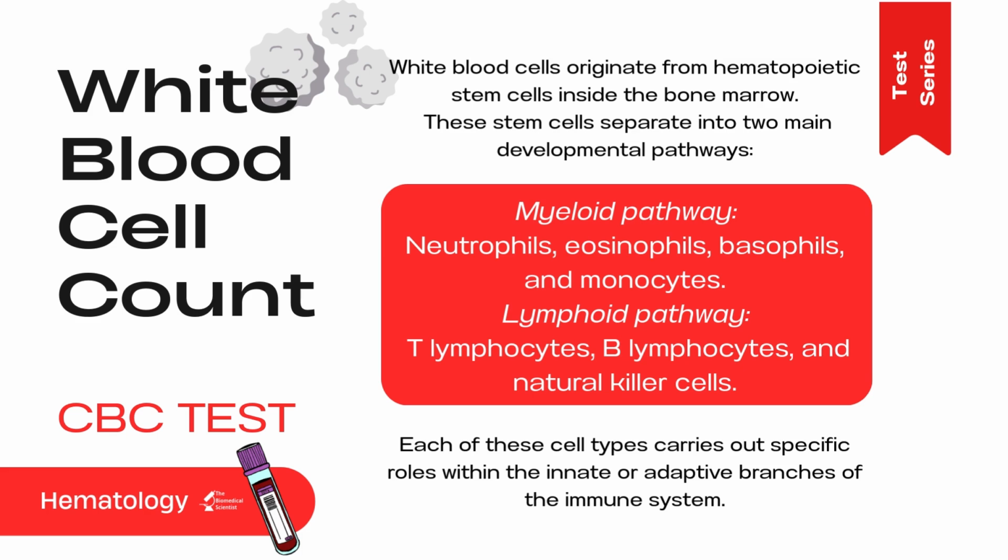White blood cells originate from hematopoietic stem cells inside the bone marrow. These stem cells separate into 2 main developmental pathways: myeloid pathway, neutrophils, eosinophils, basophils, and monocytes; lymphoid pathway, T lymphocytes, B lymphocytes, and natural killer cells. Each of these cell types carries out specific roles within the innate or adaptive branches of the immune system.